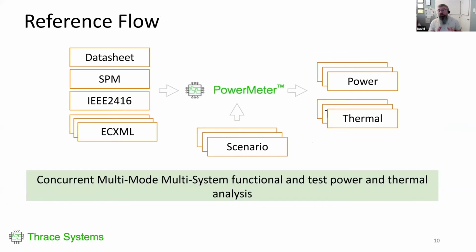We implement that flow, but we are able to scale it. We can take any number of ECXML files. We can take any number of scenarios, and produce concurrently views for all of these, basically for the full matrix of cases that people want to see. We can do that, and this is done at the high level of abstraction.